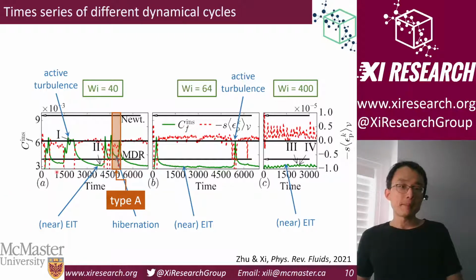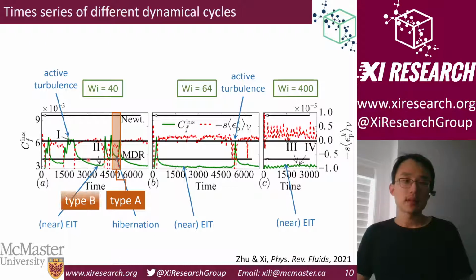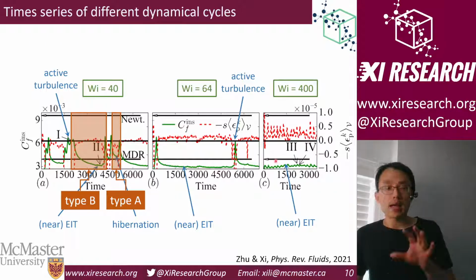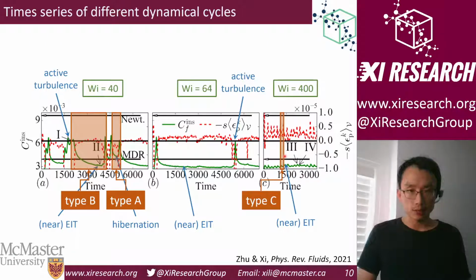The deep dips here can last up to 1,000 time units. And within these dips, elasticity becomes partially responsible for driving turbulence. We call them type B cycle. So if we increase Weissenberg number to 64 here, we can see that type A cycles go away, type B cycles become much longer, and they become dominant. And if we further increase Weissenberg number, go to 400 here, we can see that both type A and type B go away, and we end up with a new kind of cycle which shows up as quasi-periodic wiggles, and these wiggles we call type C cycles.